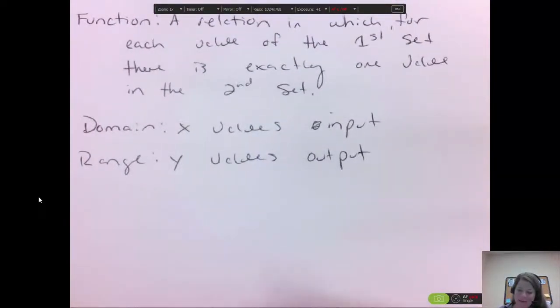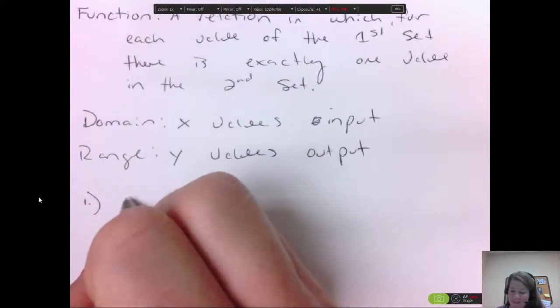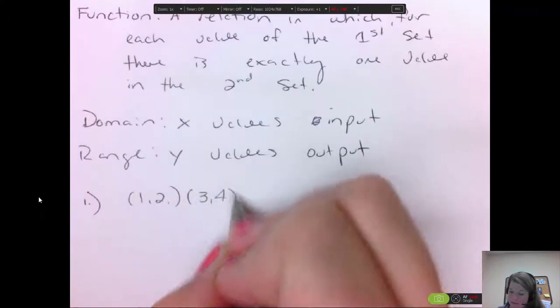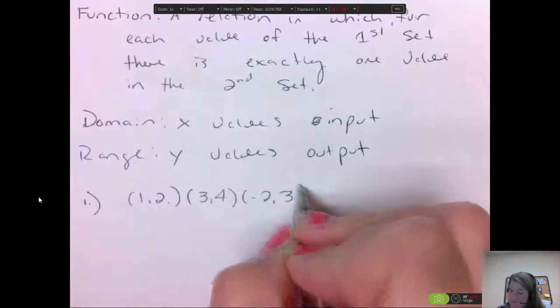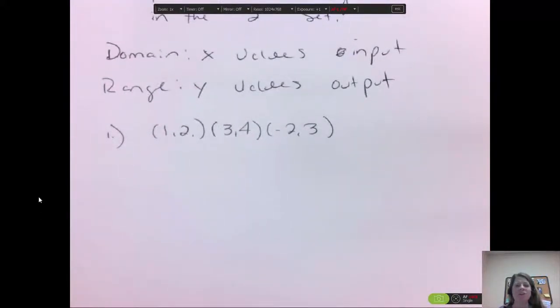Let's see. So here's a couple examples. You might see points like this, and it might say, what's your domain? What's your range? Is this a function? Well, how do I know if something's a function? Well, the definition says that for each value that you put in, your input, your domain, there is exactly one output. Think about a math problem. Do you want there to be more than one solution? Or would you like to get the one solution?